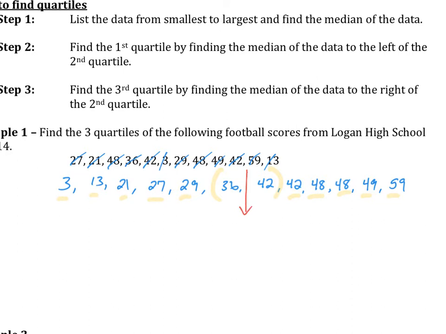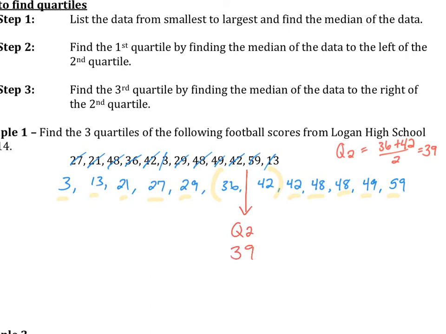So our median is going to be directly between those 2 numbers. So to find it, I'm going to call the median Q2, quartile 2. It's 36 plus 42 divided by 2. 36 plus 42 is 78. 78 divided by 2 is 39. So the second quartile is 39.